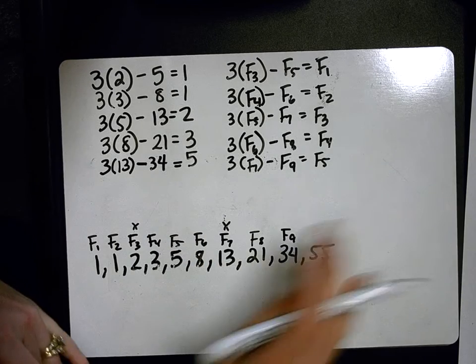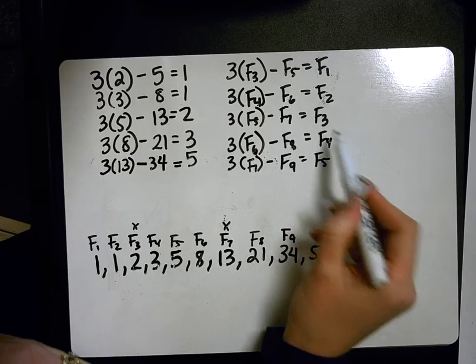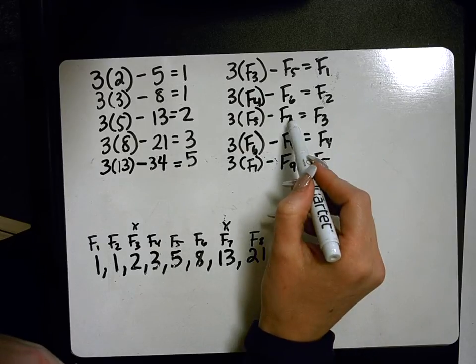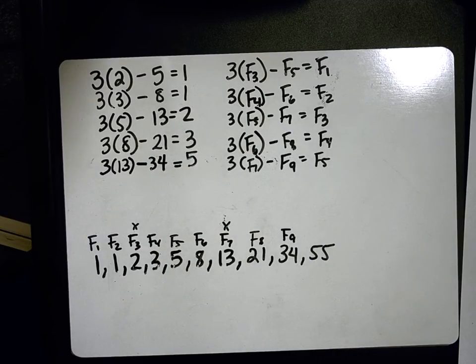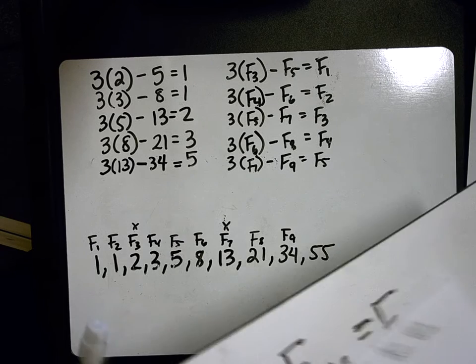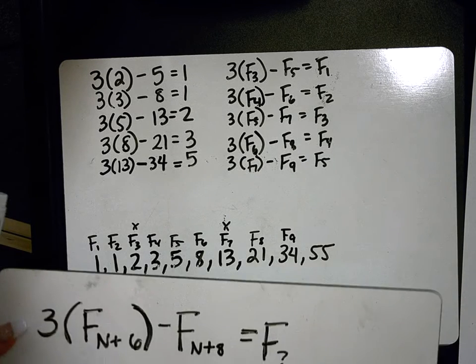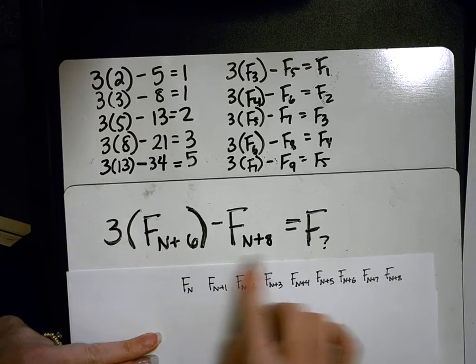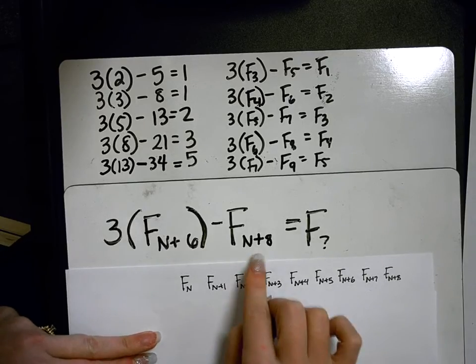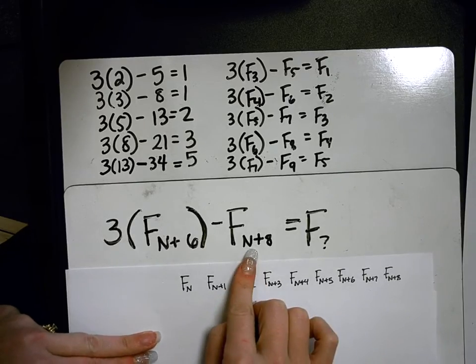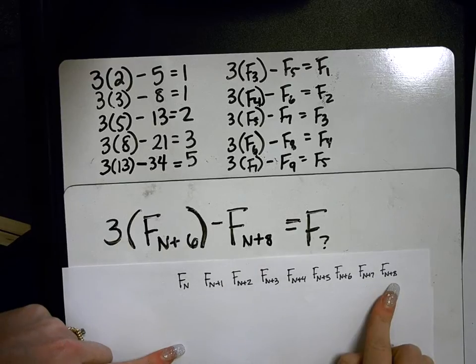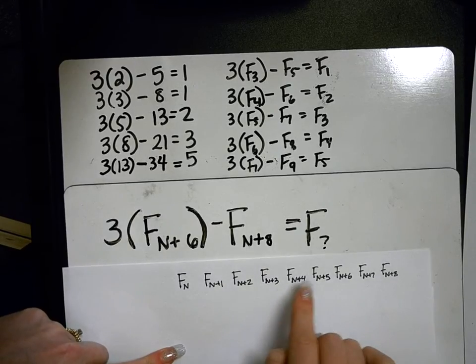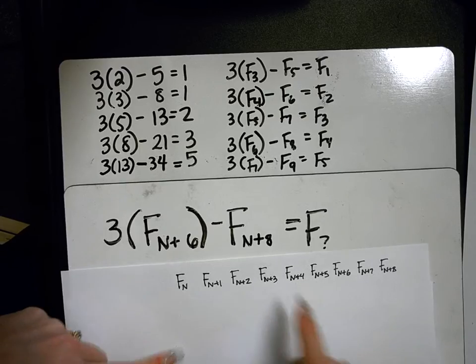So what that tells us is that this number is 4 terms before this number. And so that relationship should hold true in this particular example. So if we have F sub n plus 8, this number should be 4 terms before it. 4 terms before would be 1, 2, 3, 4, which would give us F sub n plus 4.